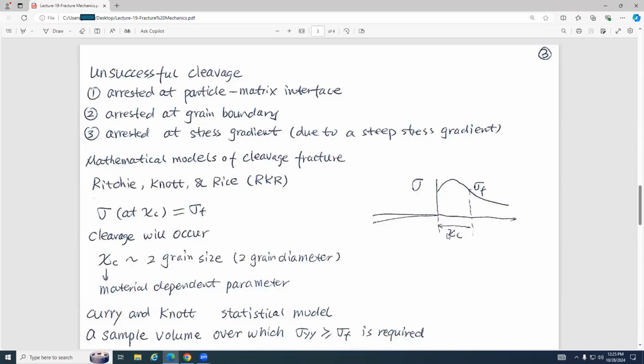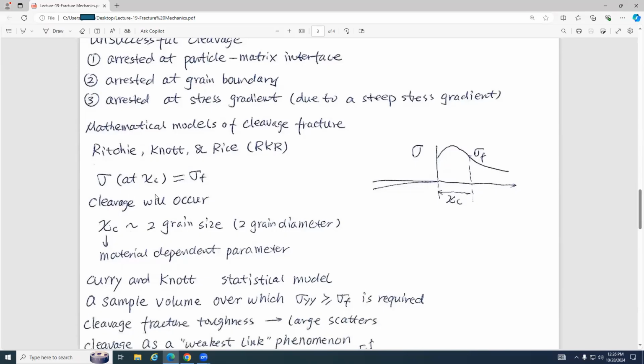You can see here is xc, and xc is usually about two grain sizes, double the grain diameter. So xc is a material dependent parameter. Definitely, different materials have different grain sizes. Also, even in the same material, if the specimens have gone through different processes, their diameters are still different. Do you guys agree? Okay.